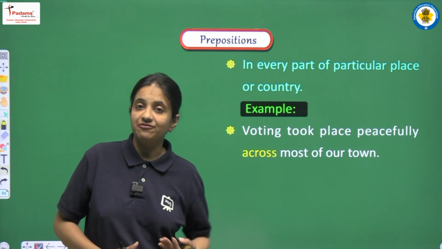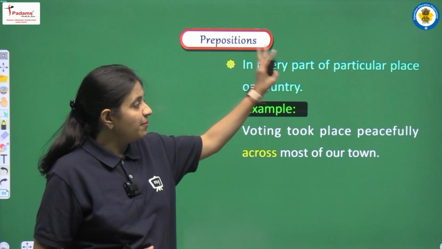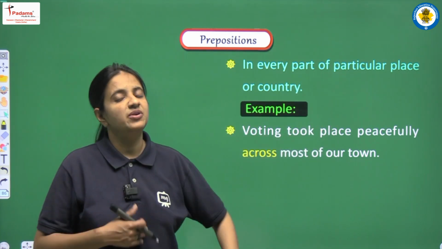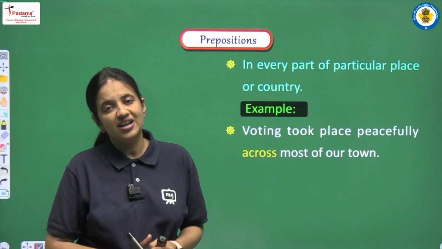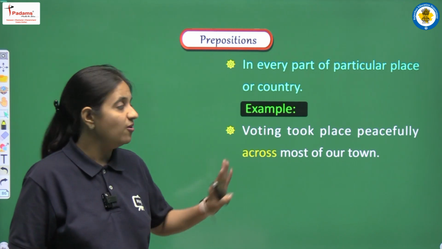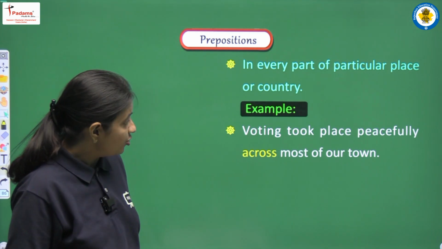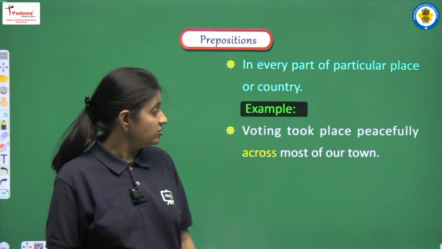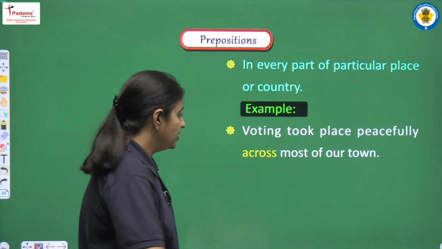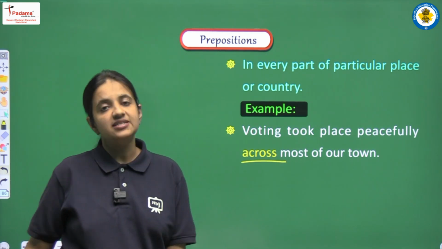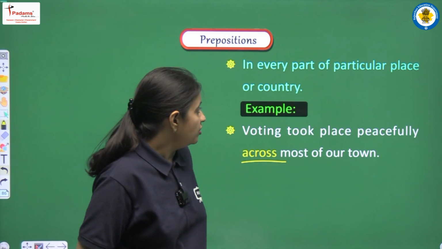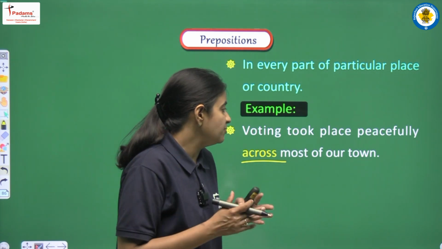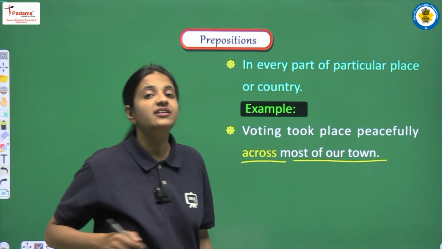Next use is in every part of a particular place or country. So if we are referring to every part of a particular place, or we can say a particular country, then also we can use across in a sentence. How? Let's see the example. Voting took place successfully across most of our town. So here we are having across in a sentence, and we are trying to show every part of this particular area, that is our town.